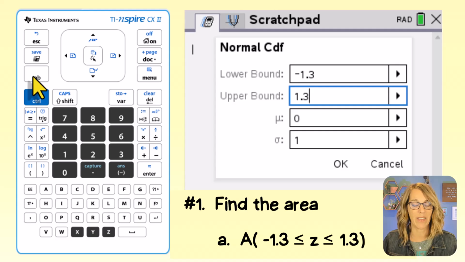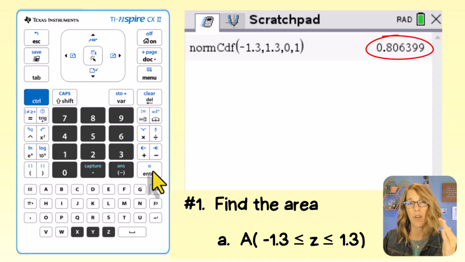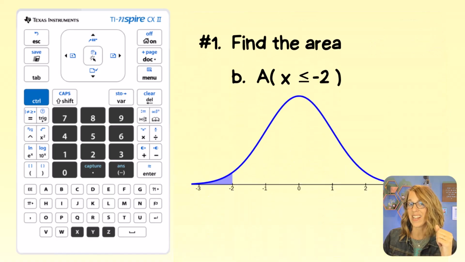Okay, but we're going to skip right by that. So let's go ahead and tab, tab, tab, and then hit enter for OK. So the area underneath the normal curve between -1.3 and +1.3 is 0.806. The entire area is 1. Let's take a look at this next example.